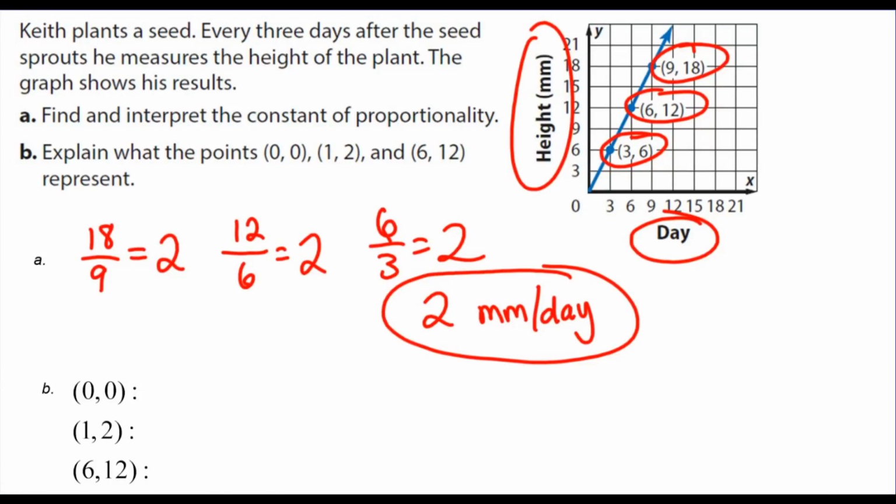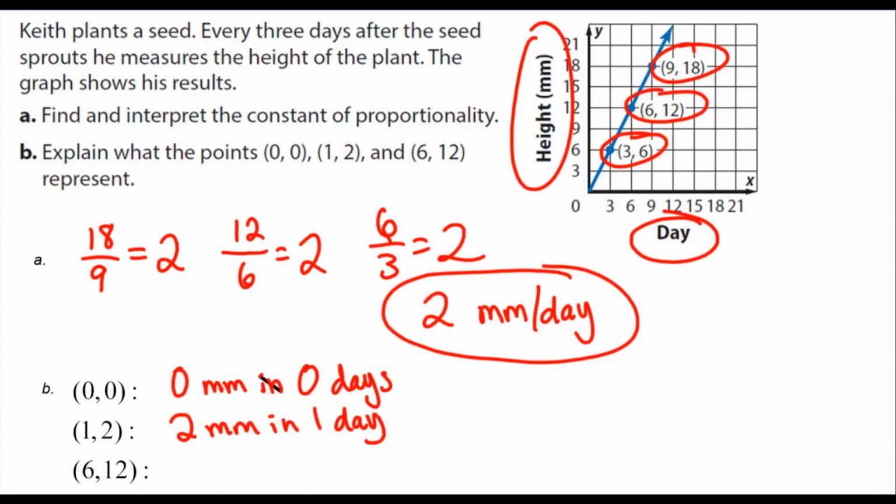Then we were asked to explain what the points 0, 0, 1, 2, and 6, 12 represent or mean. What does 0, 0 tell us about the plant and its growth? Well, the x value 0 is 0 days, and the y value 0 is the height in millimeters. So that means it grew 0 millimeters in 0 days. And what does 1, 2 tell us? Again, 1 is the number of days and 2 is the number of millimeters. So that tells us it grew 2 millimeters in 1 day, because it's growing 2 millimeters per day.